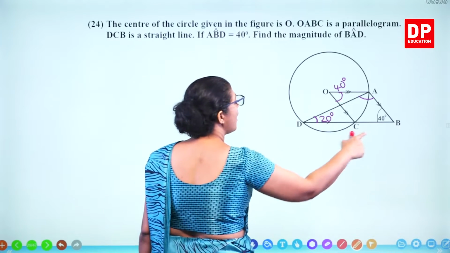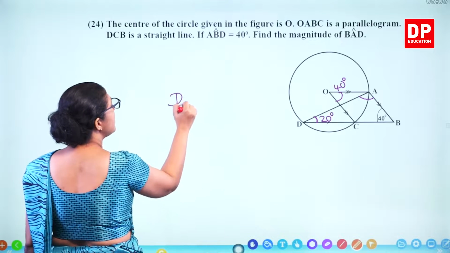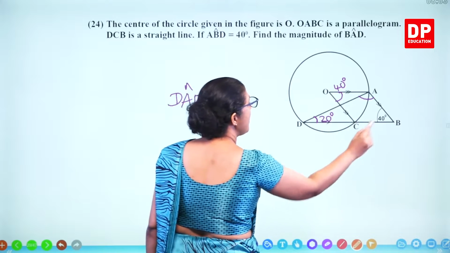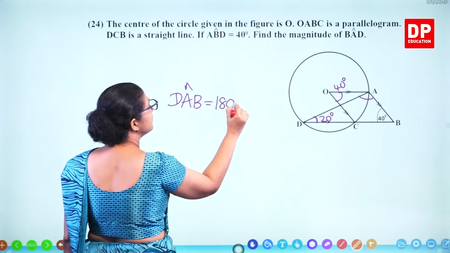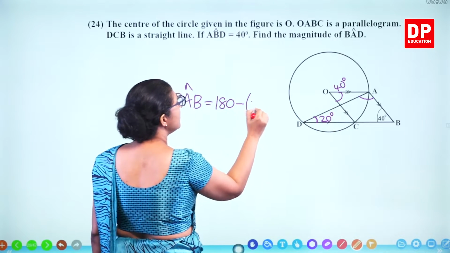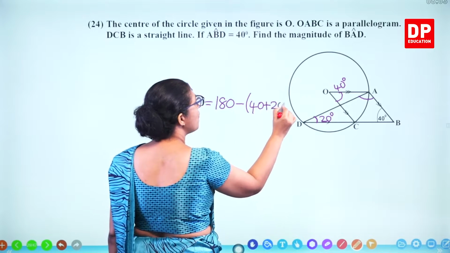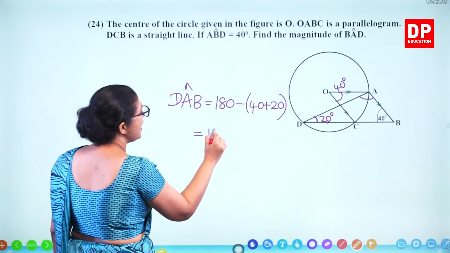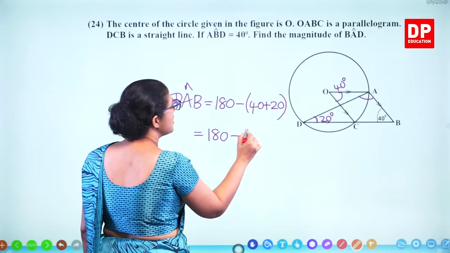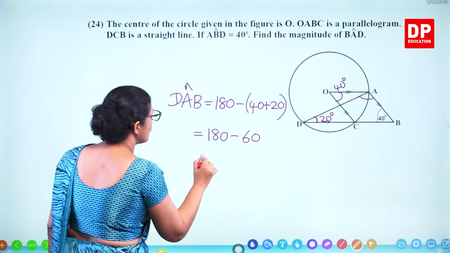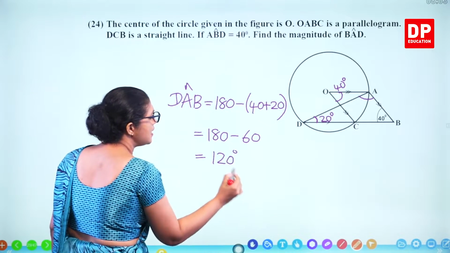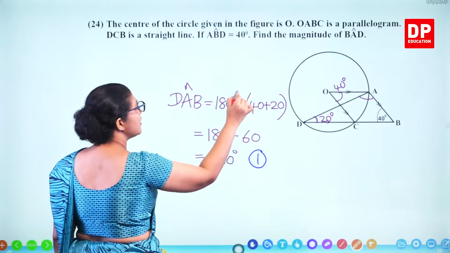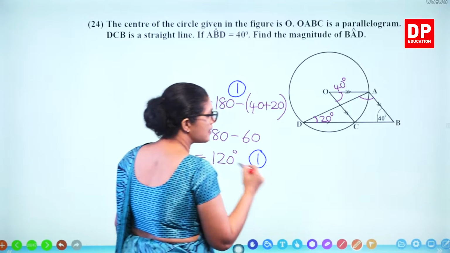So you can find out the DAB angle. 180 minus 40 and 20, because the sum of angles in a triangle is 180. So 180 minus 40 plus 20 is 60. So you get 120 degrees. So 1 mark here and 1 mark for this part.